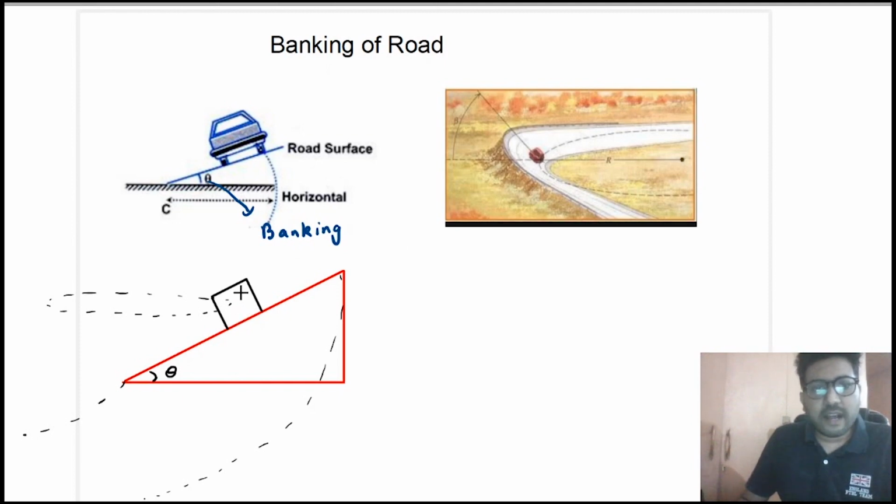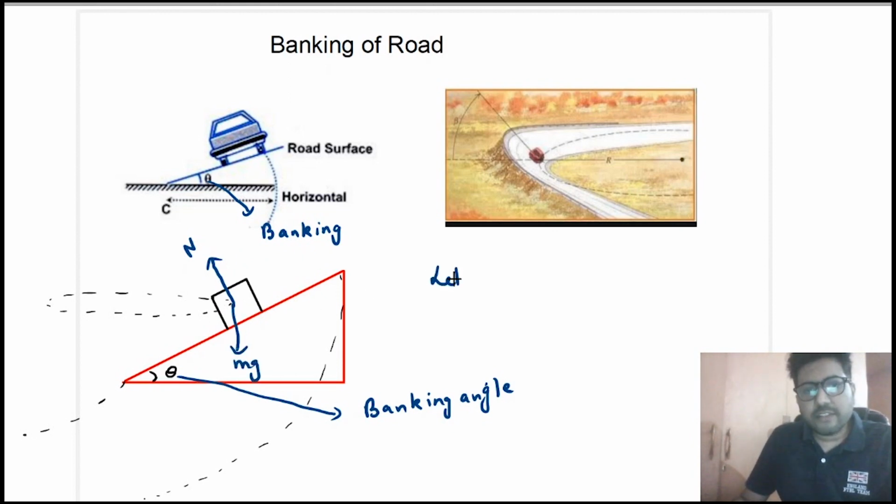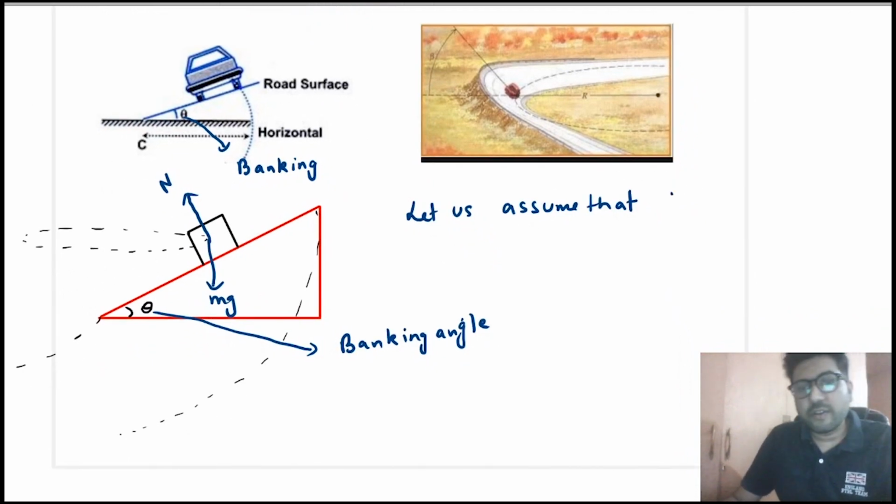So suppose this is a car and this car wants to make a circular turn, and this is a banked road. So this is the road and this is a banked road. That means this is at a certain angle theta, and this theta is called the banking angle. When you bank a road, the normal force is able to provide the centripetal force. So if you draw the FBD of this car, there will be a normal force and there will be force of gravity. Let us assume that there is no friction on the road.